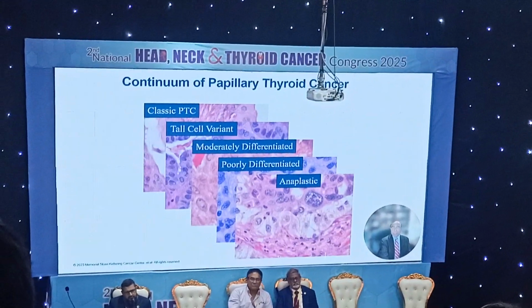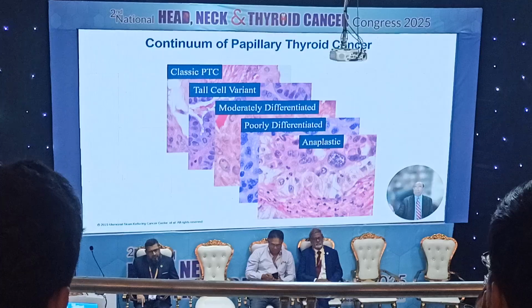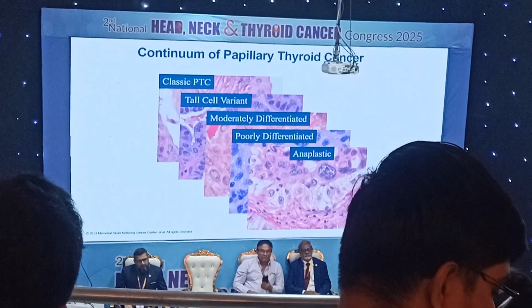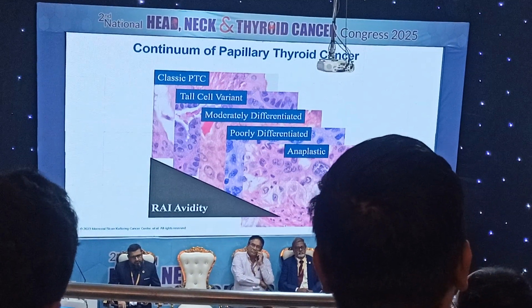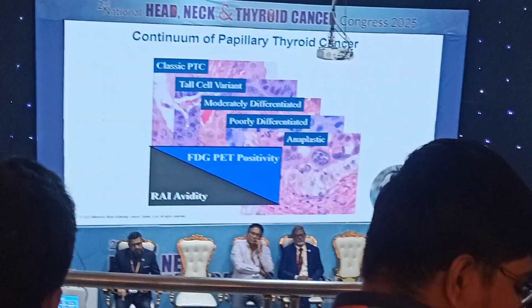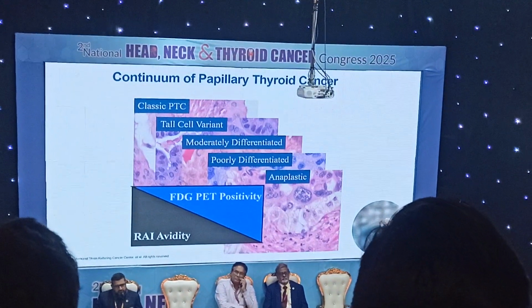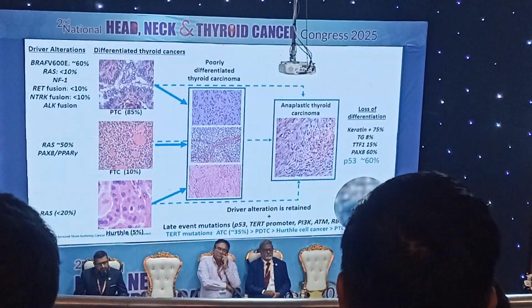Of the spectrum, there is anaplastic thyroid cancer with a mortality of 99%. It's not the survival anymore. We also learned in the last 10 years, the radioactive iodine ability goes down. However, the PET positivity goes up. So if you are dealing with a poorly differentiated or anaplastic thyroid cancer, the PET scan is of great help.